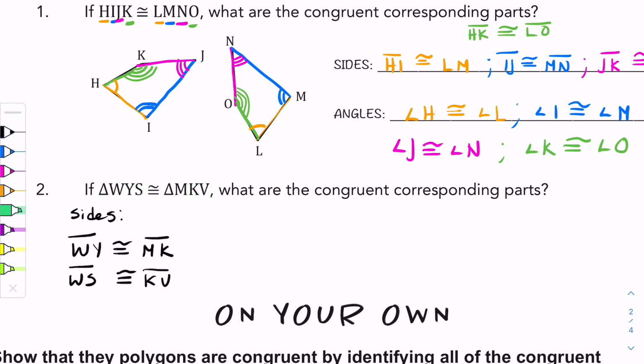And lastly, you'll use first and last letter, so W, S, and M, V. And I don't know if anyone else caught this, but right here in the second one, I just labeled the wrong letter. It should be YS is congruent to KV.